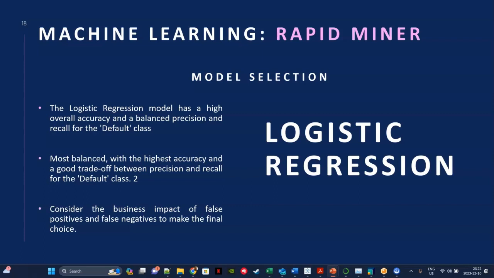And finally, the random forest also would need its metrics to be evaluated as its prediction for defaults is quite low. Then, based on these considerations, the logistic regression model seems to be the most balanced with the highest accuracy and a good trade off between precision and recall for the default class. However, this recommendation could change based on the business context and future data as well.